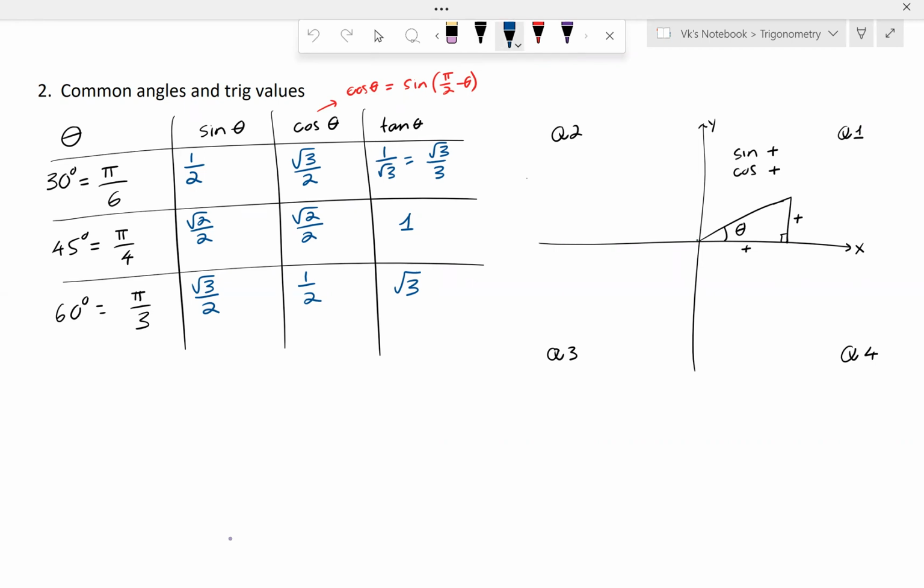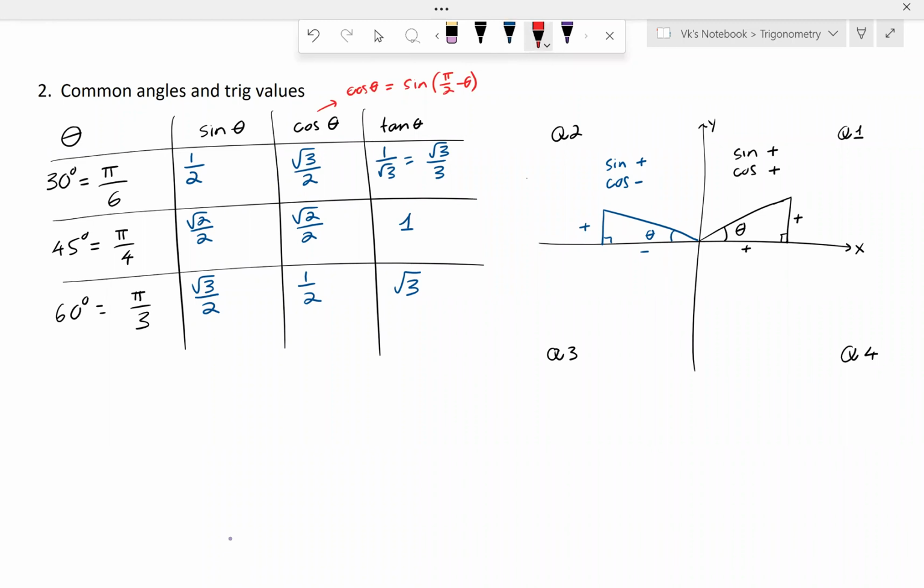However, when the corresponding right triangle is in the 2nd quadrant, then opposite is positive, adjacent is negative. And then from here, we see that sine is positive, cosine is negative.